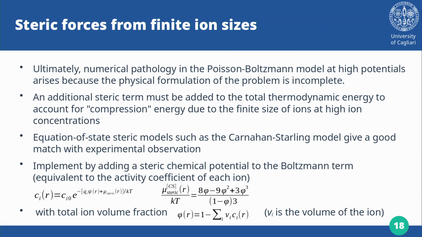Ultimately, the reason for the nonlinear catastrophe is physical. The model is incomplete. What's missing is the finite size of the ions. So there's a little bit more thermodynamics, another term in the total grand potential, the energy functional, which we can add.